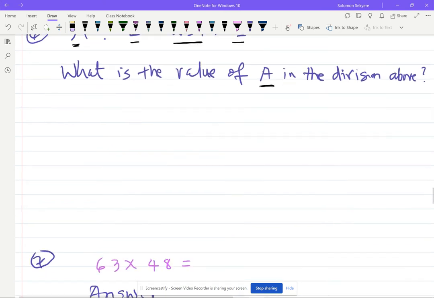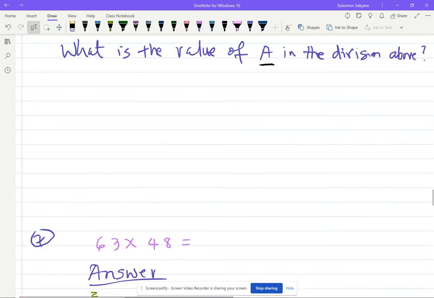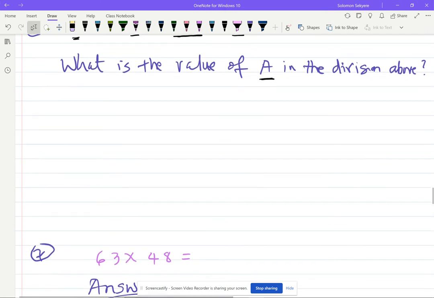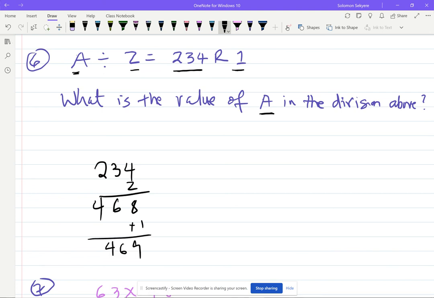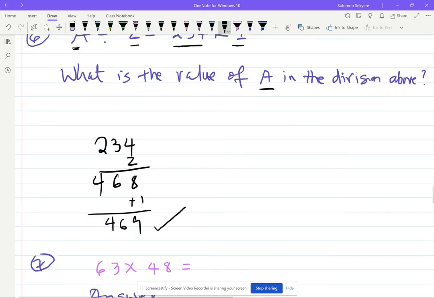Okay. Check your number right here and do it, and then come and check your answer. So how do you know? Pause the video, do the work, come and check. How do you know? So we're going to do 234 times 2 is 468. But there was a remainder of 1, so we need to come and add it. So 469. So the number A, you should have gotten 469.